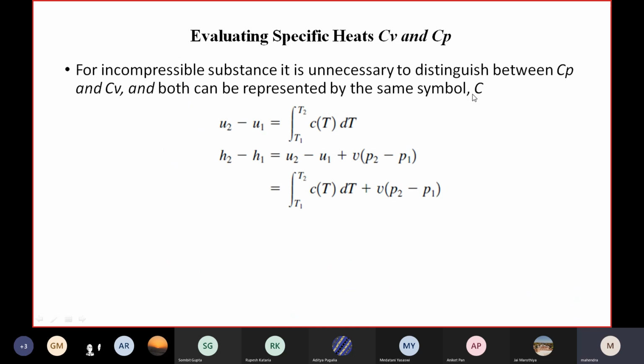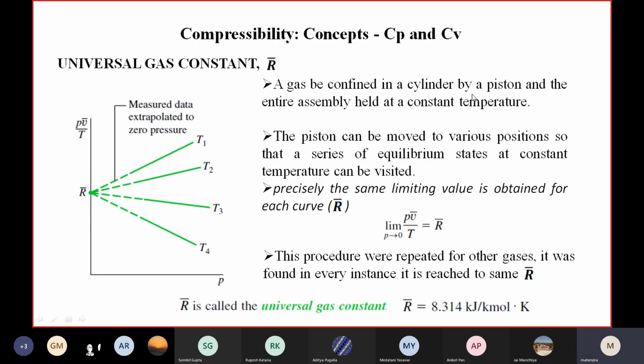That is fine. Now let us go to the compressible materials, where Cp and Cv both come in. Also, since it is a gas, there is the question about whether it is a real gas or an ideal gas.